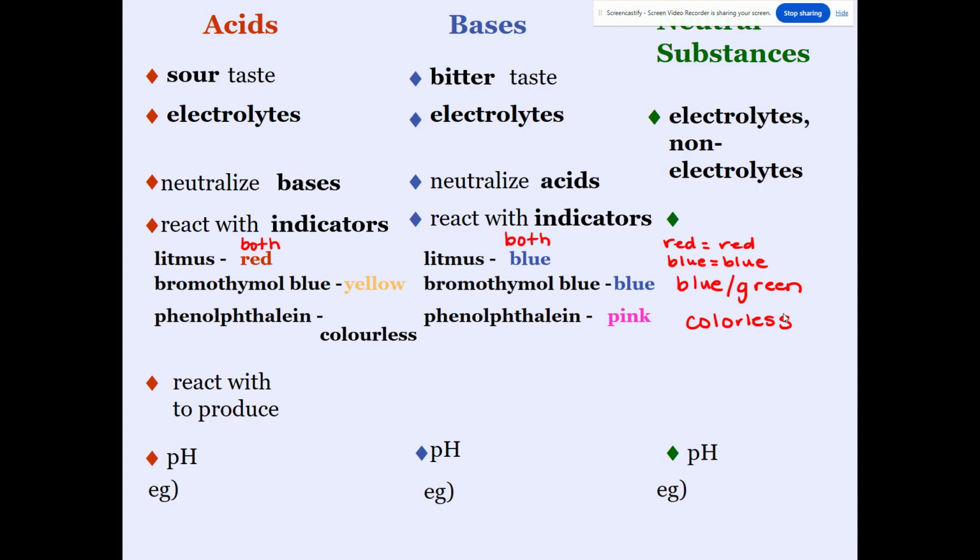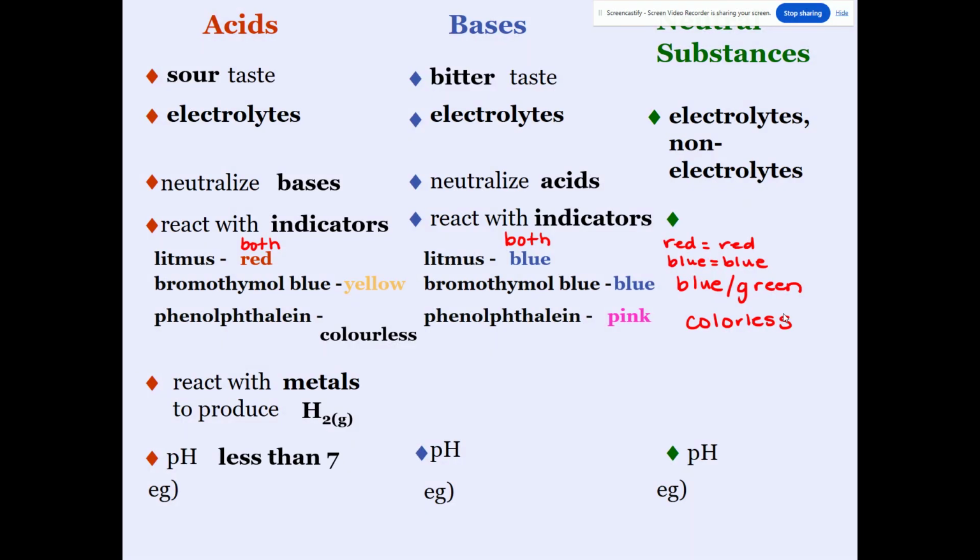Now, acids will react with metals to produce bubbles of hydrogen gas. So if I have a solution and I'm not sure if it's acidic, basic, or neutral, and I put some metal in it, like copper metal or magnesium or zinc, something like that, and bubbles of hydrogen gas start generating, that means that it's an acid. Bases and neutral substances won't do that.